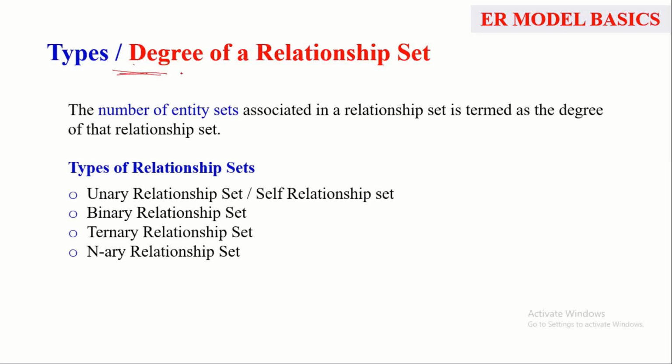Let's now discuss the degree of a relationship set. The number of entity sets that participate in a relationship set is termed the degree of that relationship set. We can classify relationship sets into four types based on the number of entity sets associated with the relationship set. The four types are the Unary Relationship Set, also called the Self Relationship Set, the Binary Relationship Set, the Ternary Relationship Set, and the N-ary Relationship Set.